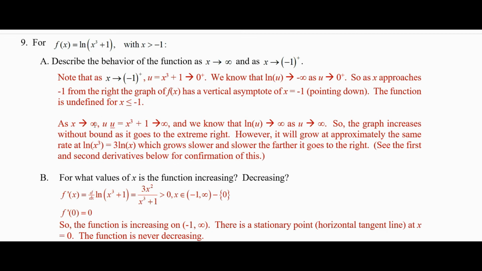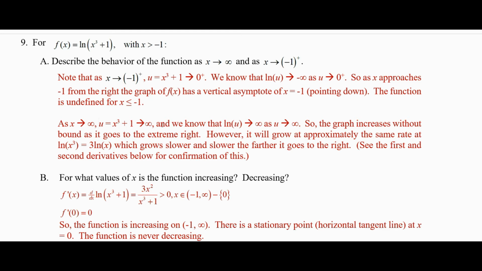As x approaches infinity, u equals x cubed plus 1 also is approaching infinity, and we know that natural log of u approaches infinity as u approaches infinity. So the graph is going to increase without bound as it goes to the extreme right. However, it will grow at approximately the same rate as log of x cubed, which is 3 log of x. So it's going to be growing along the same rate as a logarithm function does, which is slower and slower as it goes farther and farther to the right, but not an asymptote. It does go on up forever.